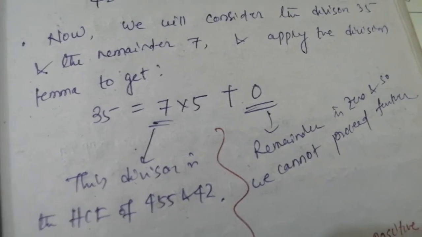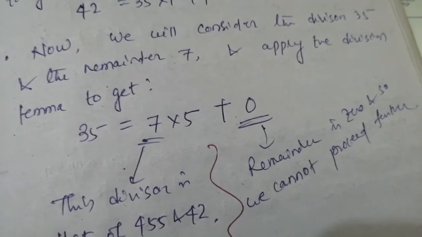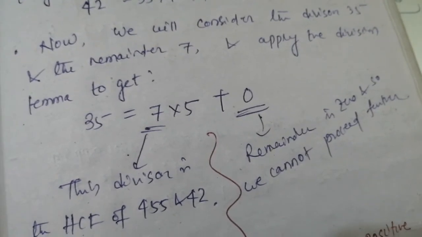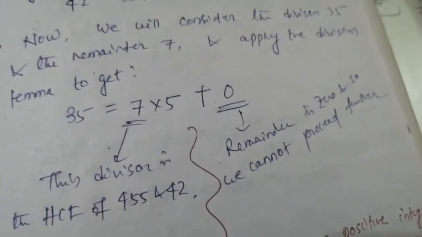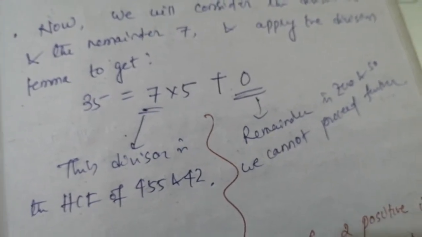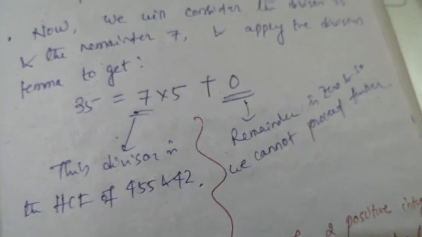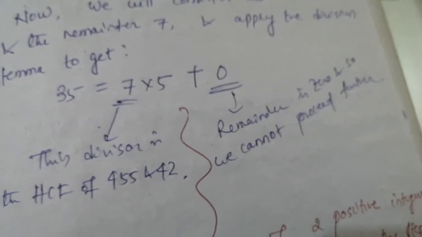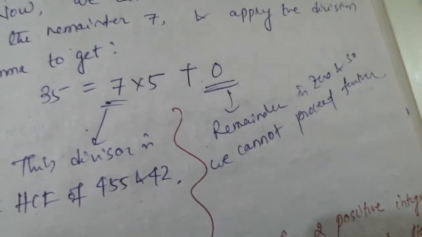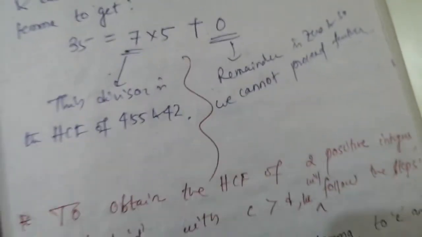We can observe here that this is just the restatement of the long division process. These steps. Here 7 is the divisor, and this divisor is the HCF of 455 and 42. And here 0 is the remainder. As the remainder is 0, we cannot proceed further. We will stop here.